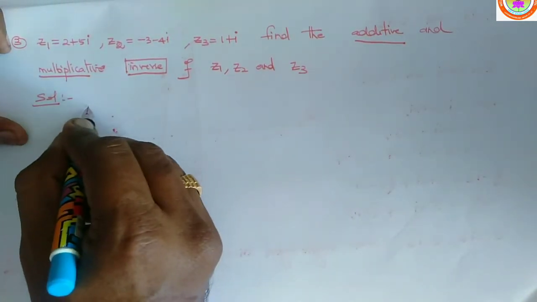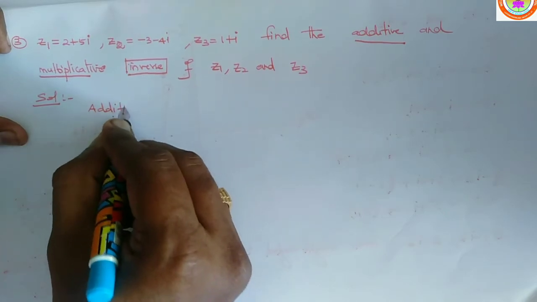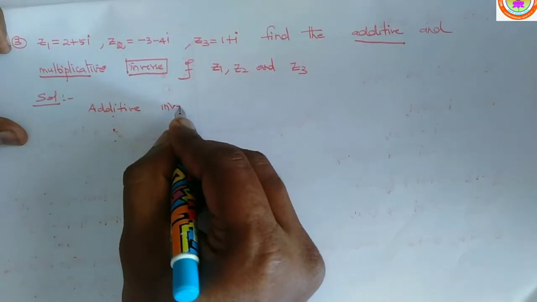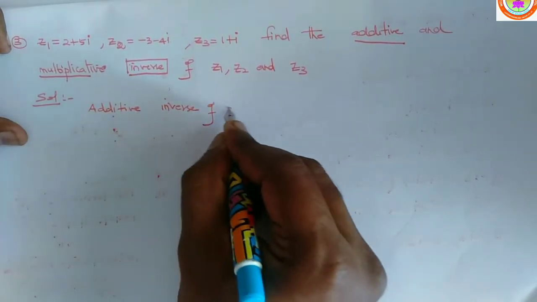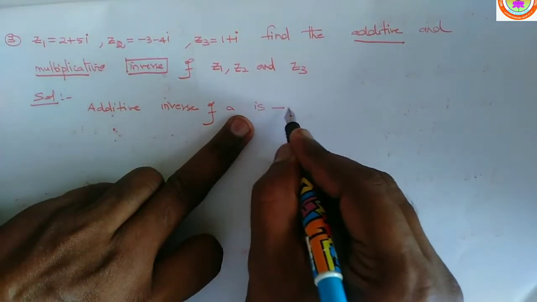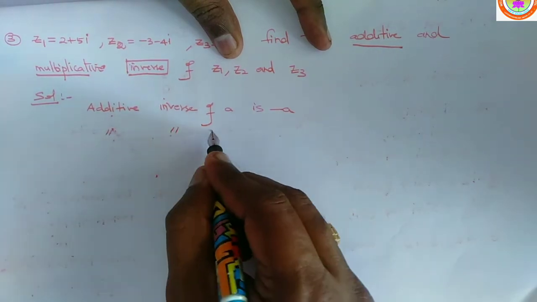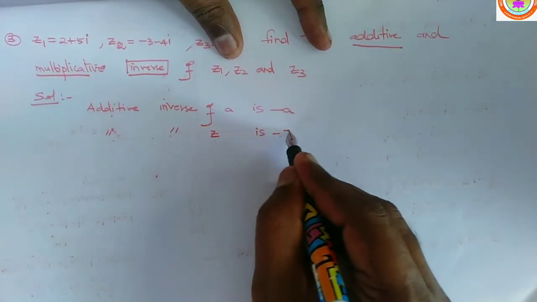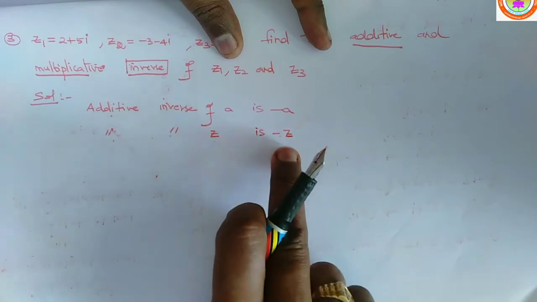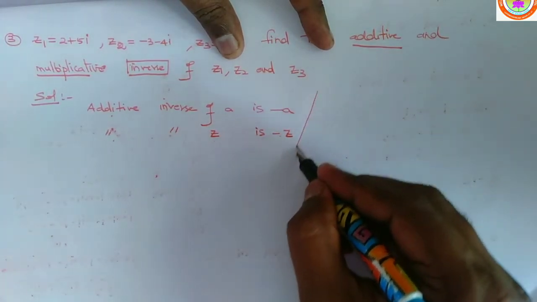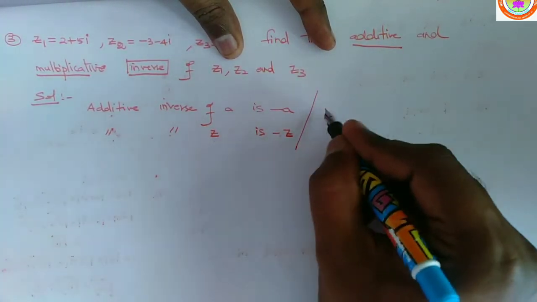For example, the additive inverse of a. The additive inverse of a is nothing but minus a. That's all. Suppose the additive inverse of z is nothing but minus z. Plus z means minus z. That's all. The same for multiplication also.